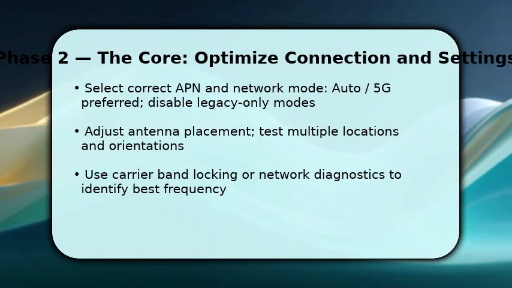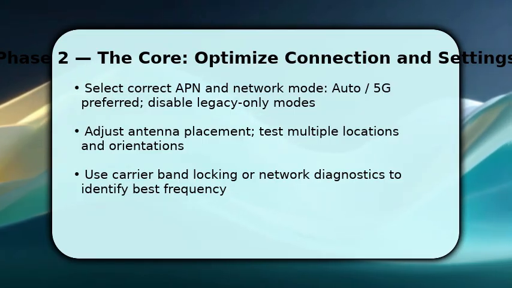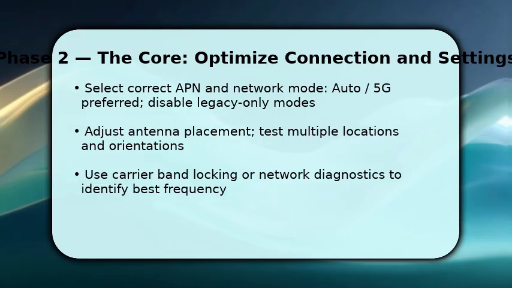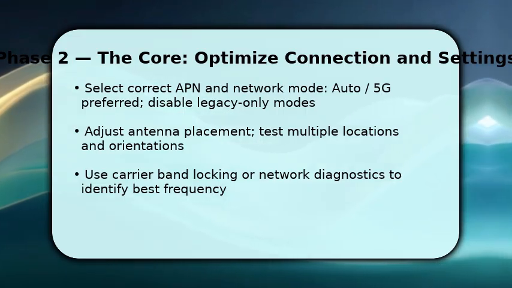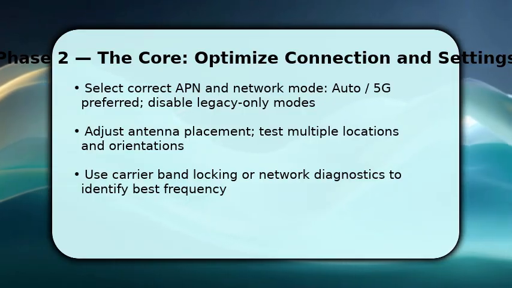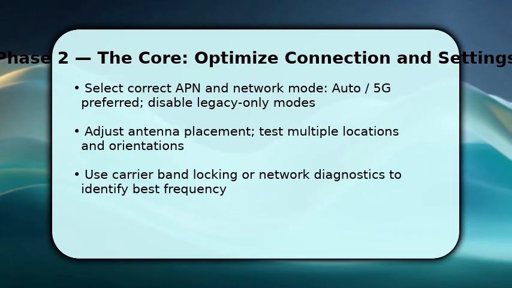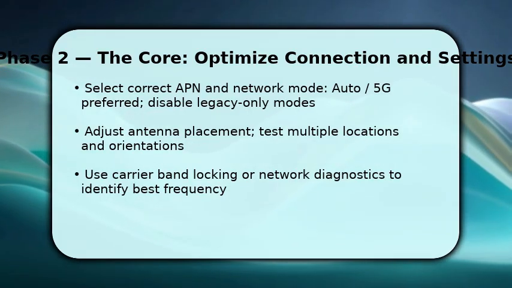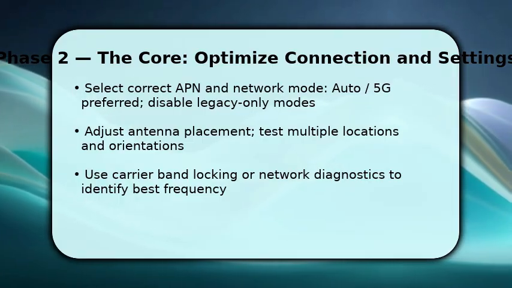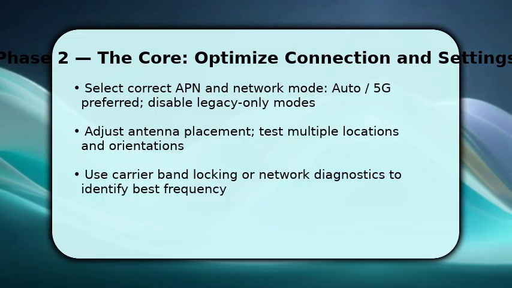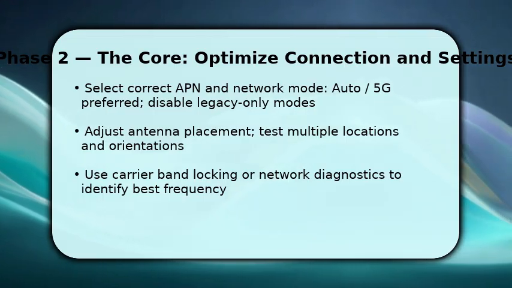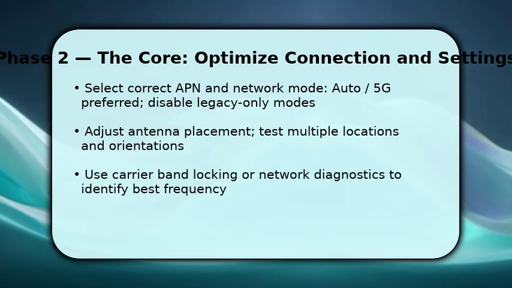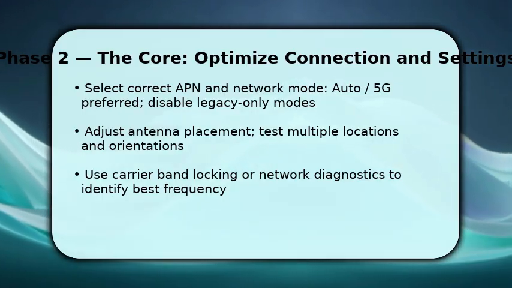Now you refine the connection for consistent speed and latency. Change network mode to prefer 5G, check the APN values match your carrier, and disable legacy-only bands if present. Then, experiment with antenna placement, rotate or elevate the device, and test throughput in each spot to find the sweet spot. Use the phone or router diagnostics to identify the serving band and consider band locking if congestion is an issue. Make sure to monitor signal strength and latency so you can iterate quickly.